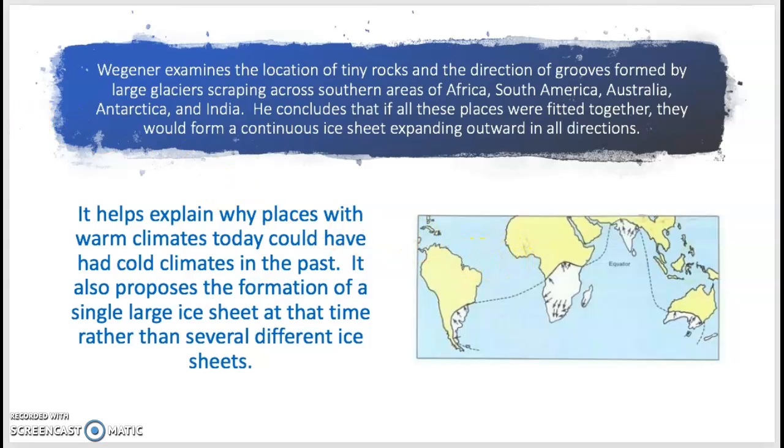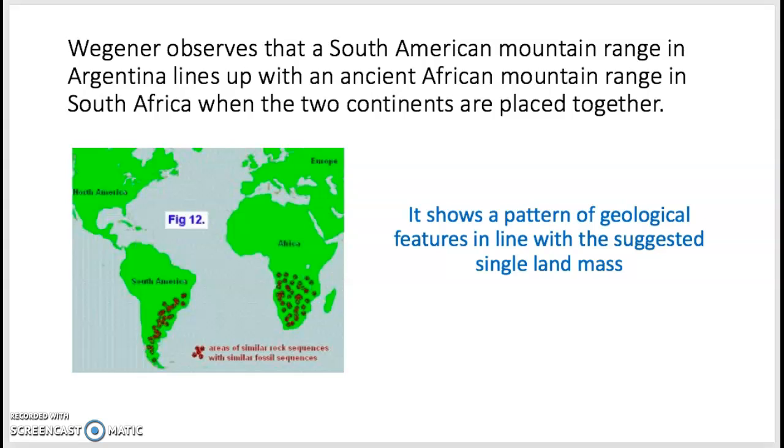Okay. He also observed that a mountain range in South America, in Argentina, lined up with an ancient African mountain range in South Africa. If you took those two and put them together, they lined up perfectly. The layers were the same depth, with the same fossils in the layers, and that doesn't make a whole lot of sense unless those were made at the same time and were once part of a really big landmass.